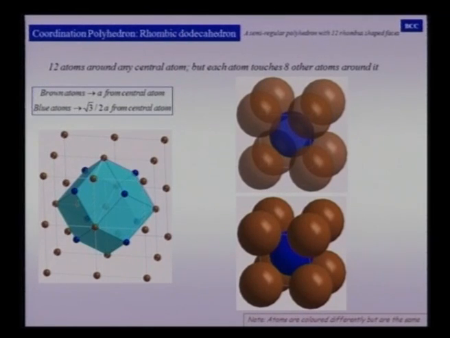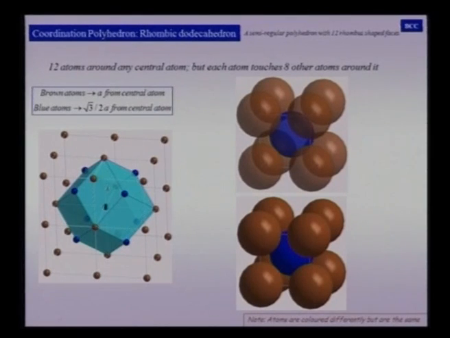So I take any atom, it could be the one shaded in blue or the one shaded in red, both of them are identical atoms, and if I construct a polyhedron around it, it would be a rhombic dodecahedron. But the important point to be noted here is that even though the rhombic dodecahedron is made up of a single kind of face, which is a rhombus, if I take a central atom, then all the atoms are not located at the same distance from the central atom. This is an important point to note.